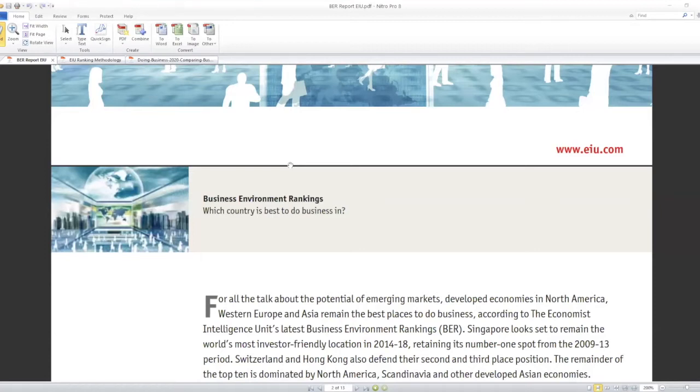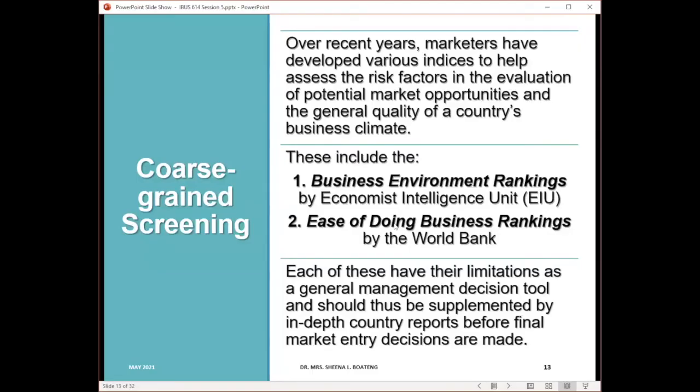And I often prefer using the rankings that clearly state their methodology. It helps you to be able to decide which rankings are best suited for your needs as an organization. So we realized that with the business environment rankings, they have a separate methodology document telling us exactly what goes into their computation and how they arrive at each country's position in the ranking.